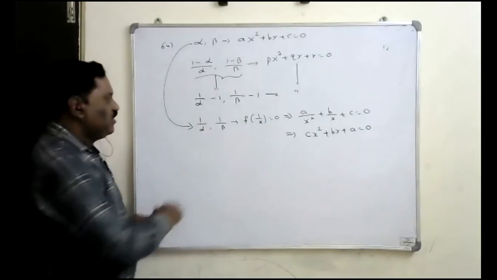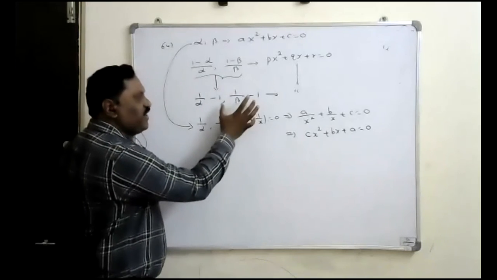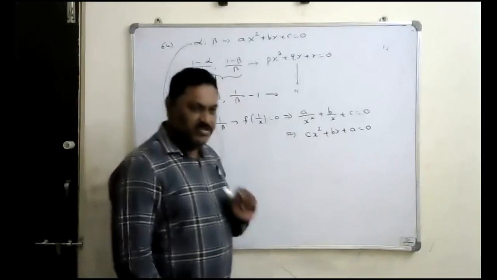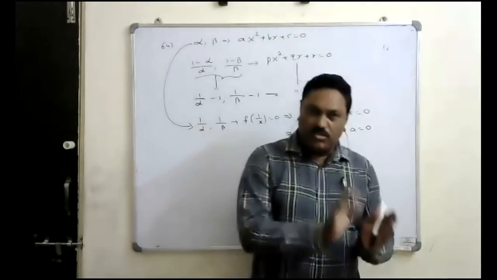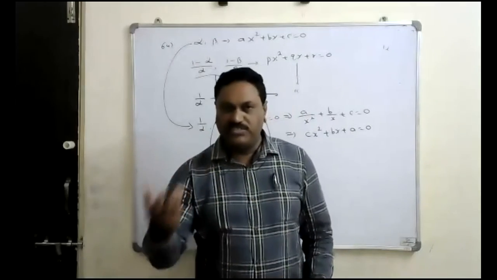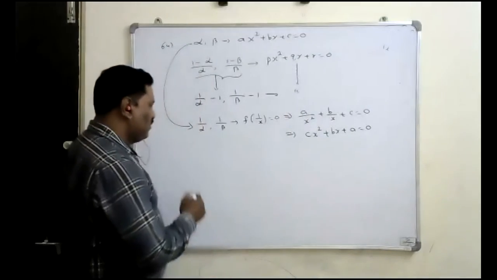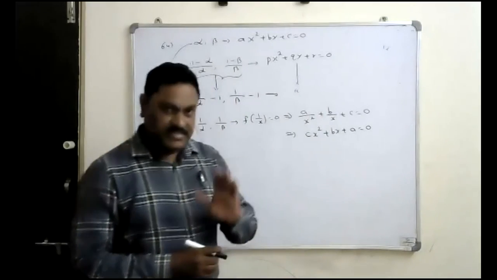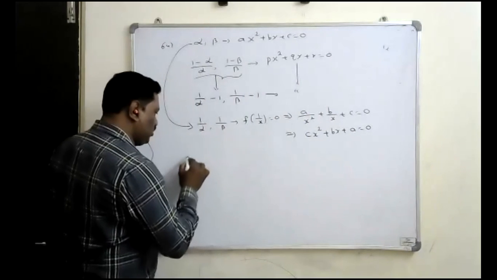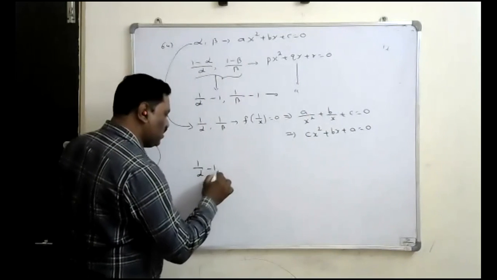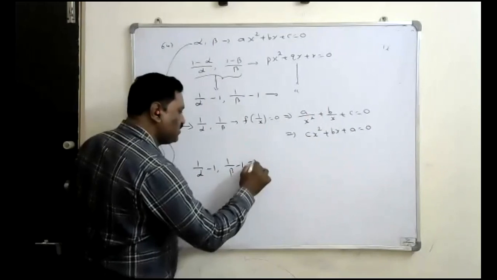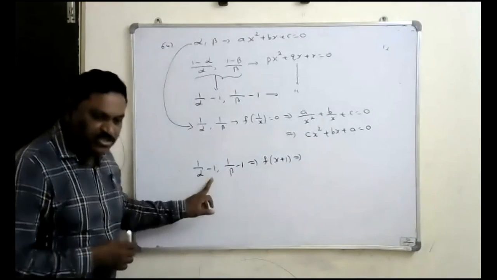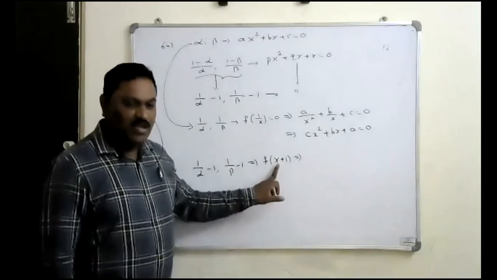Okay. Next, for these roots, each root is decreased by 1 unit. This point was also given to you: if each root is increased by k units, the equation changes to f of x minus k. If each root is decreased by k units, it is f of x plus k. Therefore, the equation whose roots are 1 by alpha minus 1, 1 by beta minus 1 becomes f of x plus 1. Meaning if each root is decreased by k units, here it is a plus sign: f of x plus 1.